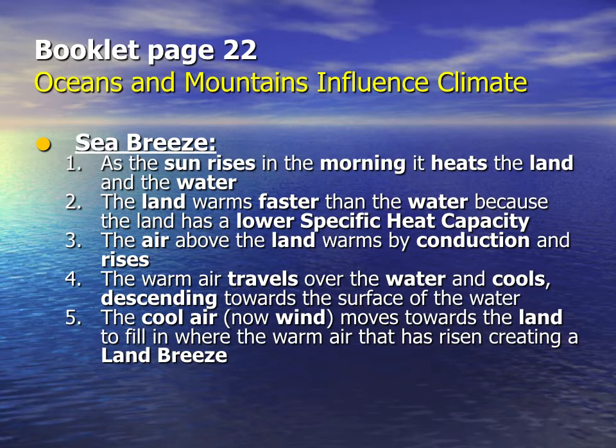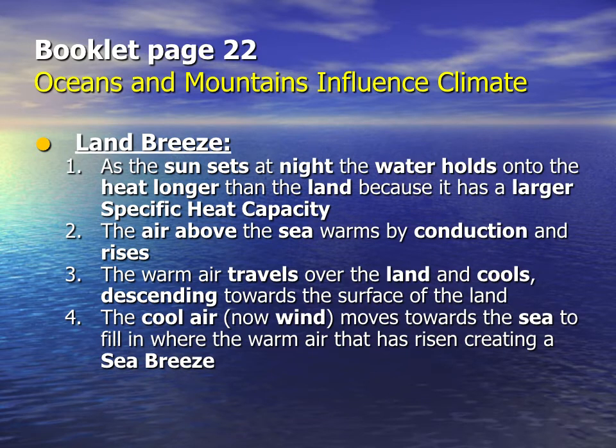On page 22 here, a few more ideas that I want everyone to get in their heads. We have what's called a sea breeze. As the sun rises in the morning, it heats the land and the water, but the land warms up faster than the water because it has a lower specific heat capacity. It takes less energy to heat it up. So the air above the land warms by conduction, that heat radiating out of the ground into the air, and that air rises. The warm air travels over the water and cools, descending towards the surface of the water, and that creates a flow. So that was a sea breeze.